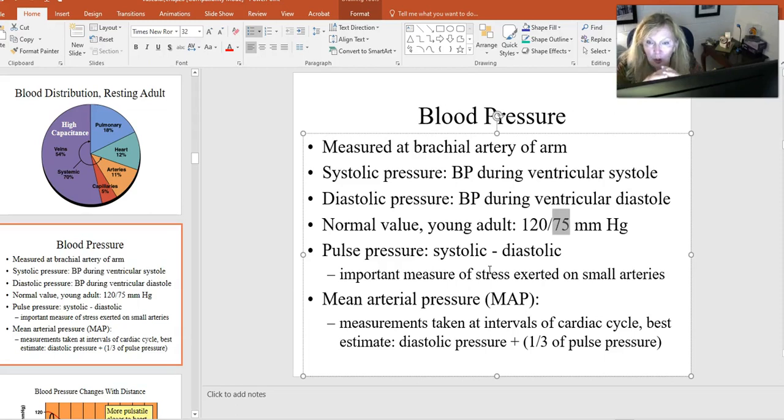Now, hypertension, which is high blood pressure, is deemed to be a level of 140 over 90, and you all know what those numbers mean now. So 140 over 90 is considered hypertensive, or high blood pressure. Hypertension is called a silent killer.